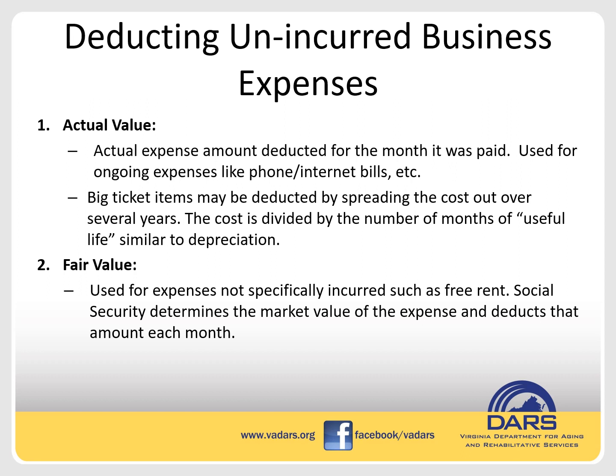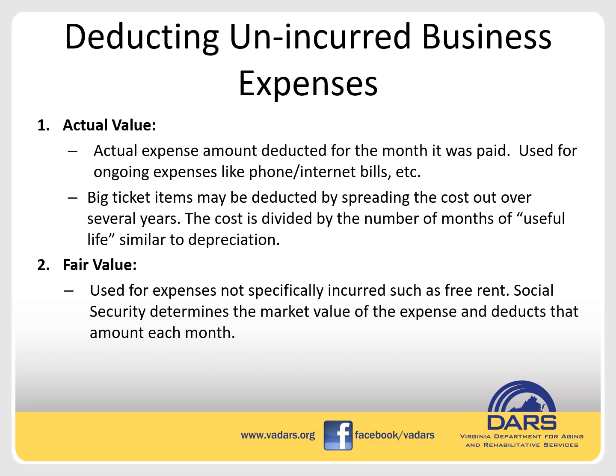If it's a big ticket item, something that costs from several hundreds to several thousands of dollars, Social Security is not going to deduct the cost of that item in one month. They're going to spread it out over several months or several years, based on the actual cost of the item divided by the number of months of useful life, similar to depreciation. If you buy a new car, the value automatically goes down the minute it leaves the lot. Same thing for these big ticket items. It costs the VR agency or the individual a certain amount of money, but the value of that item goes down the more it gets used.